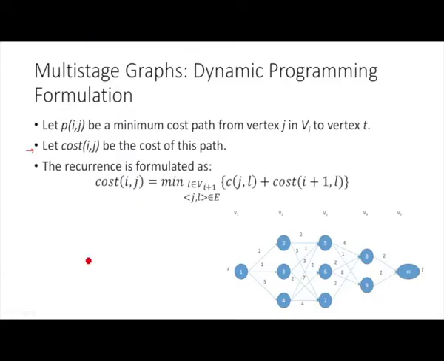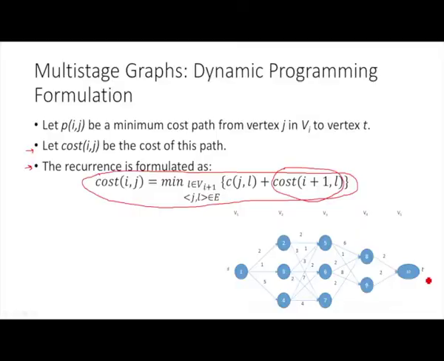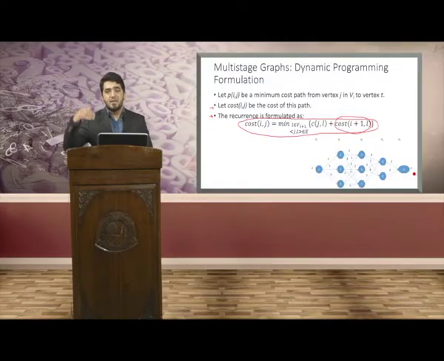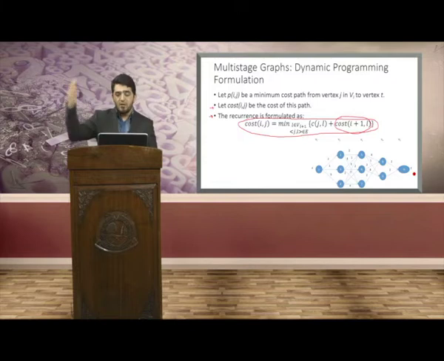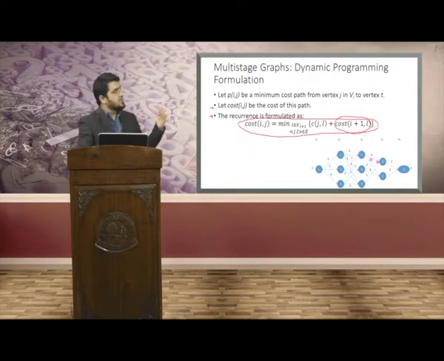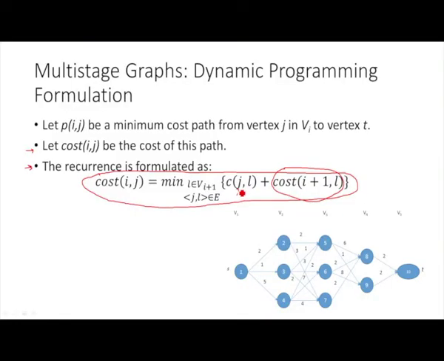Now the recurrence is formulated as cost of I comma j is equal to the minimum of the cost of the edge from node number j to some other node in the next stage plus the cost that has been computed using the same recurrence, and we need to decide which particular edge needs to be selected, or we can say which particular node in the next stage needs to be selected so that we have the minimum cost path to t. So this cost of I comma j here represents the minimum of C of j comma L. C of j comma L is the cost of the edge j comma L.